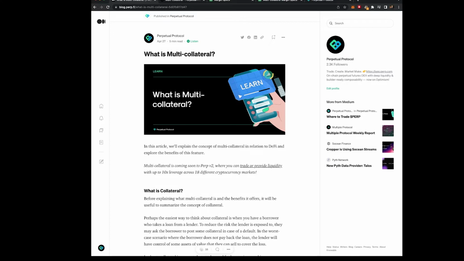So up until recently, the only asset that could be used to trade or provide liquidity on Perp was USDC. But with the multi-collateral release, you can now do the same with ETH or wrapped ETH. To learn more about the concept of multi-collateral and DeFi, check out our Learn article, which is linked in the description below.